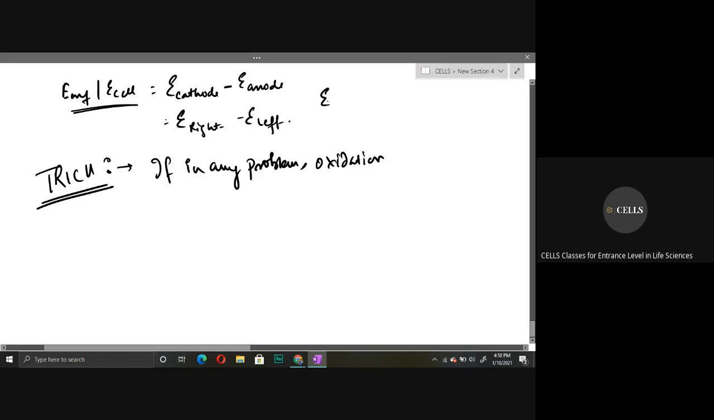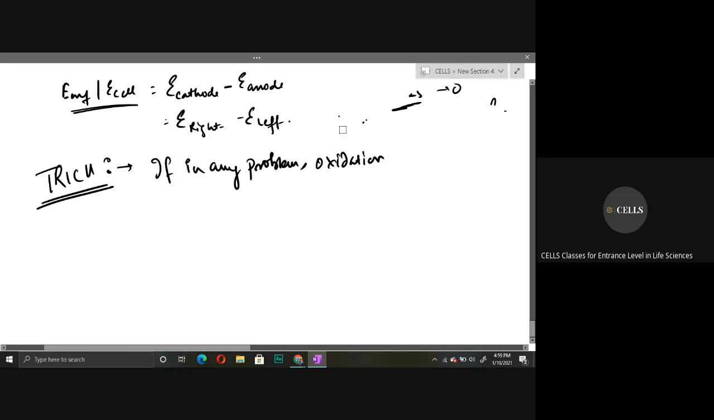Suppose they give you a potential like Zn to Zn2+, it means this is oxidation, and suppose this value is 0.25, so this value is the oxidation potential. And if they give Cu2+ to Cu, it is gaining electrons, so this value is the reduction potential. So you can understand whether you are given the oxidation potential or the reduction potential.